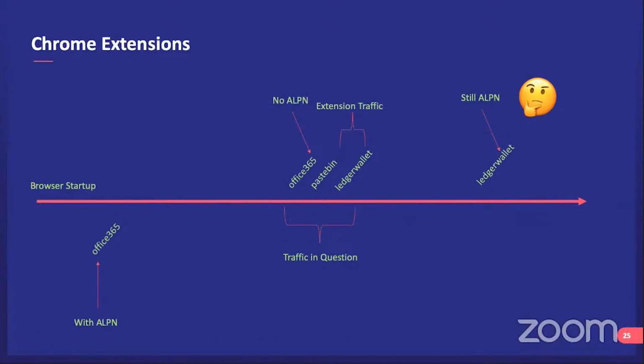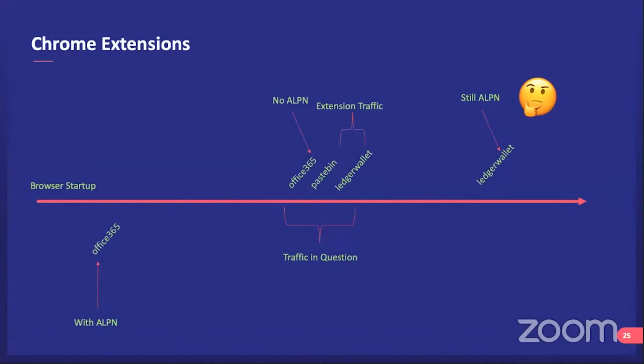I noticed that the Office 365 did not have an ALPN, and the extension traffic, the Pastebin and the Ledger Wallet, did. And the Office 365 was requested, obviously, earlier, between browser startup and when the traffic in question happened. And so that's why, at least that seems to be the case, no ALPN was requested a second time, because it already knew what protocols the server supported. So it didn't have to ask again, it was held in cache.